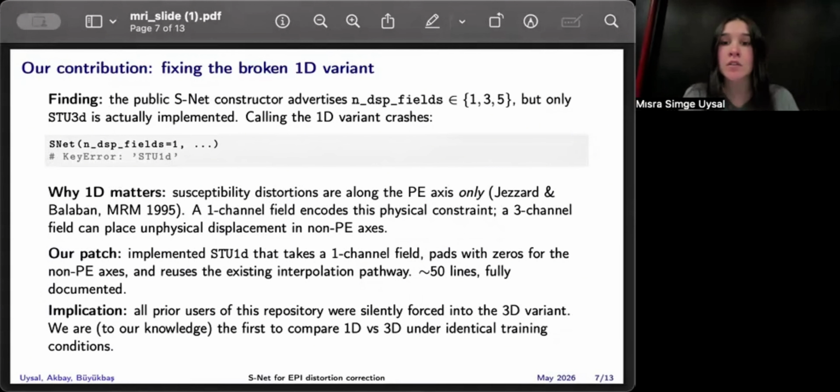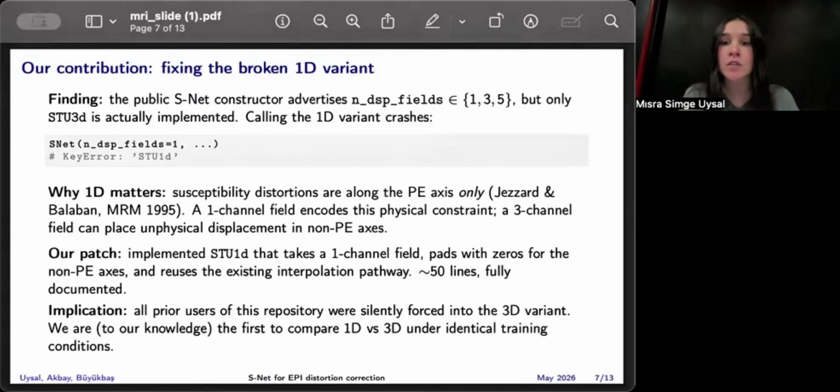We implemented STU1D from scratch, about 50 lines, which takes a one-channel field, adds zeros for the non-PE axis, and reuses the existing interpolation pathway. This is fully documented in our patches.md. The implication is that every prior user of the code base was silently forced into the 3D variant. To our knowledge, we are the first to compare 1D versus 3D parameterizations under identical training conditions.